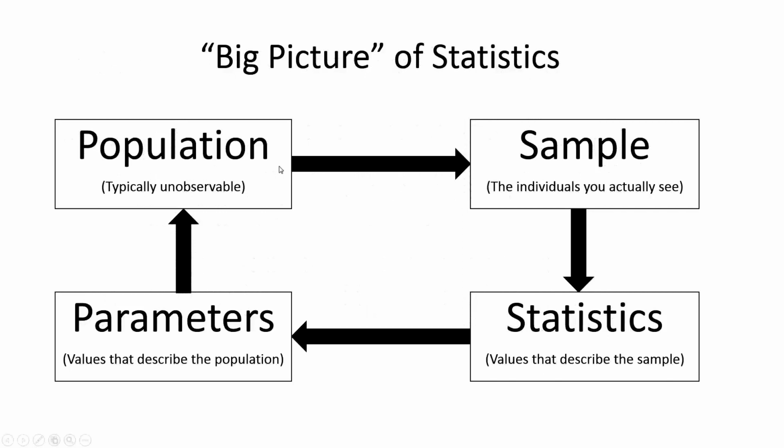So in the big picture of statistics, you have a population, which is typically unobservable. From that population, you'll take a sample. From that sample, you'll calculate statistics. And from those statistics, you're going to estimate parameters, because those parameters are the things that describe the population.